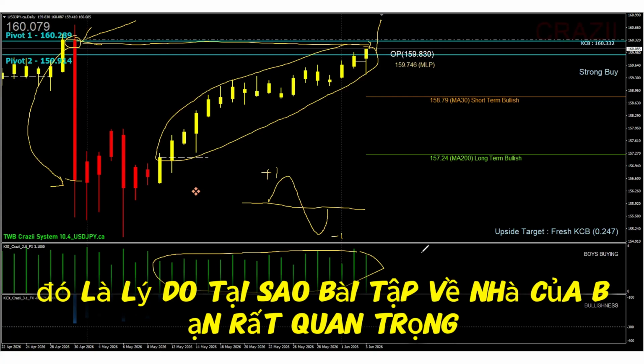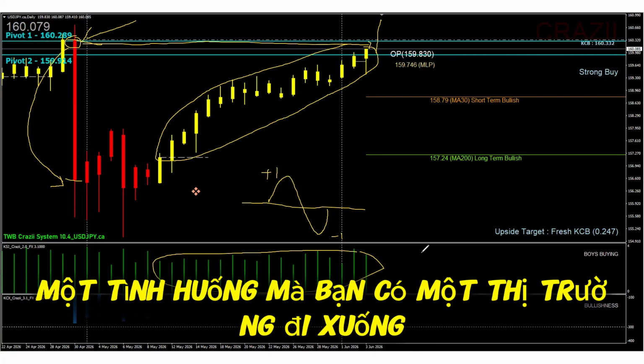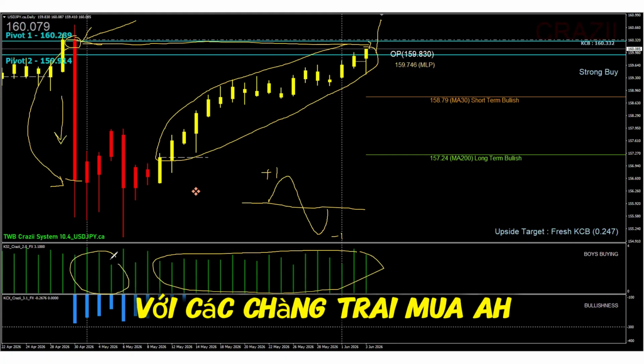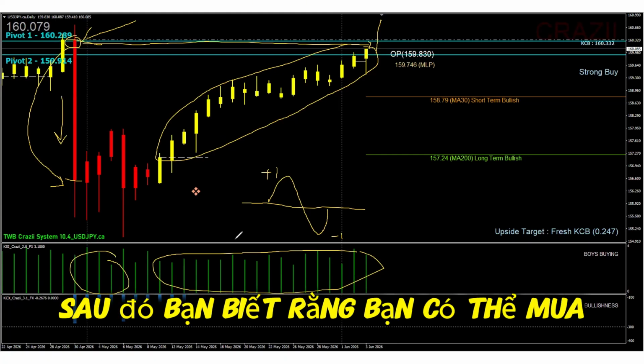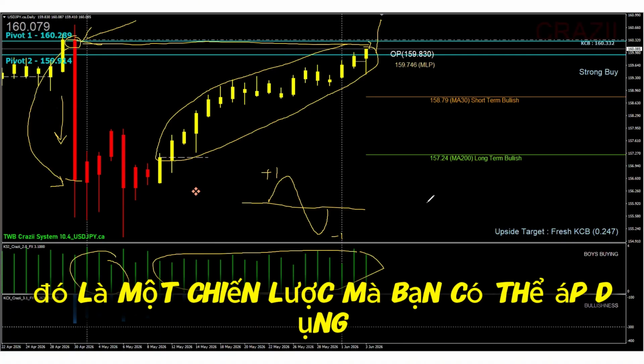Now, that's why your homework is very, very important. You need to find a KCB, a situation whereby you have a down market with the boys buying, something like this, right? Then you know that you can buy, then do the opposite trade. Then after that, above OP you buy. That is a strategy that you can adopt.